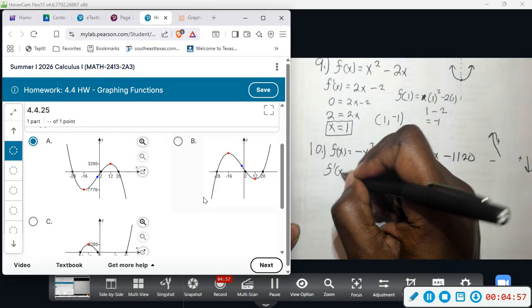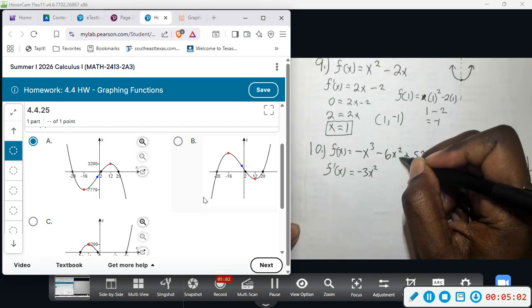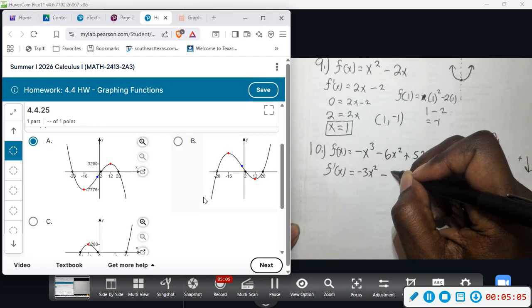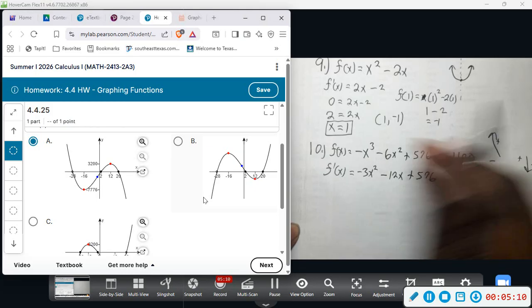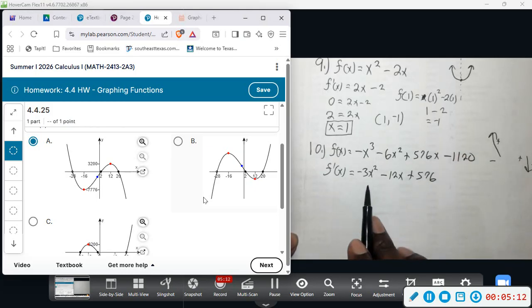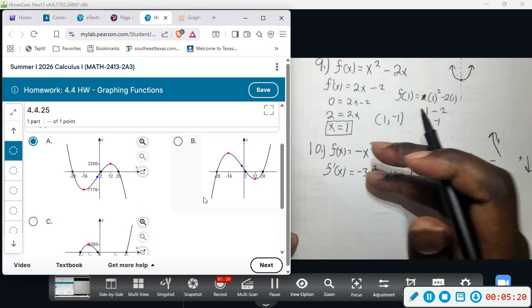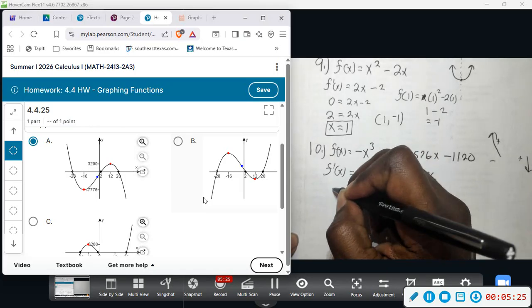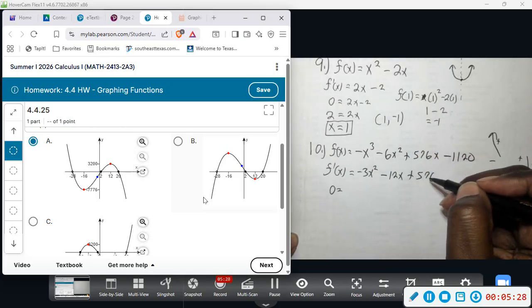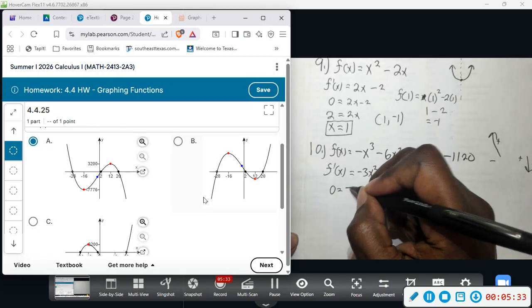So f prime of x, this will give us a negative 3x squared minus 12x plus 576. So here's our derivative. Set it equal to 0. So basically this is a quadratic, and we'll get 2 zeros. Leading coefficient is negative. We don't really want to factor with the negative out front. I'm going to see if we can divide that out. So 0 equals 5 and 7 is 12. Okay, so everything is divisible by 3. Factor out a negative 3.